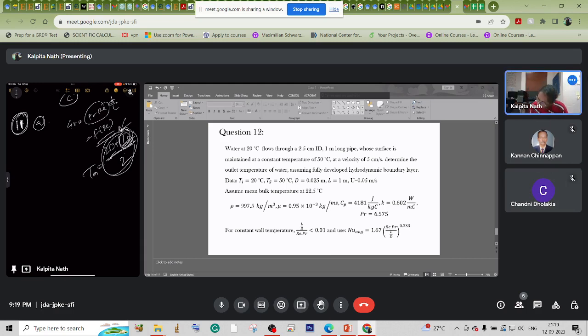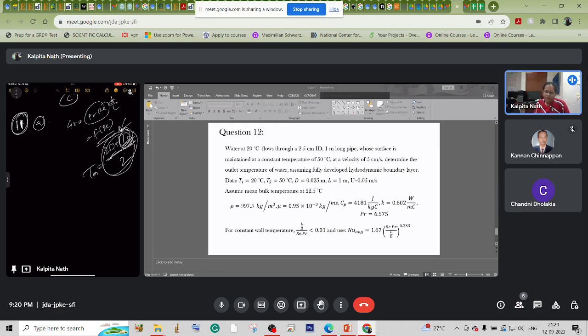Rho into volume, and volume is area into velocity. So area is pi d square by 4. Ma'am, this will be cylindrical, no? If a 1 meter long pipe is there, then pi d L will come as the area. It is through a 1 meter long pipe, so it will be cylindrical, no? Pi d L.